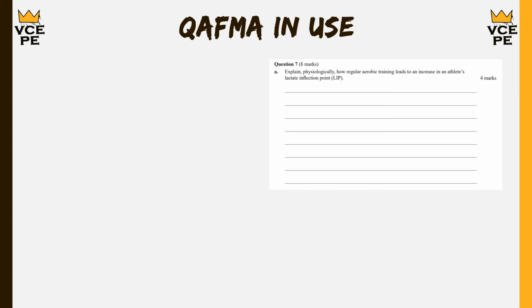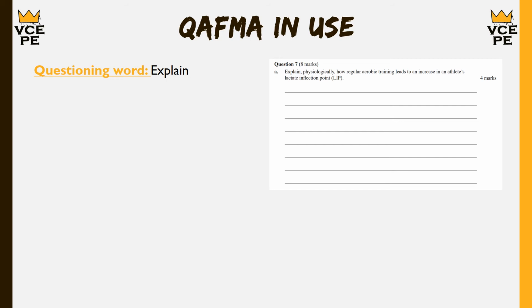So it says here, explain physiologically how regular aerobic training leads to an increase in an athlete's lactate inflection point. Now, hopefully you already know that lactate inflection point is where the lactate levels in the blood start to increase rapidly. It's a pretty clear indication that you are now using anaerobic means, so generally your anaerobic glycolysis system as a predominant provider of ATP resynthesis.